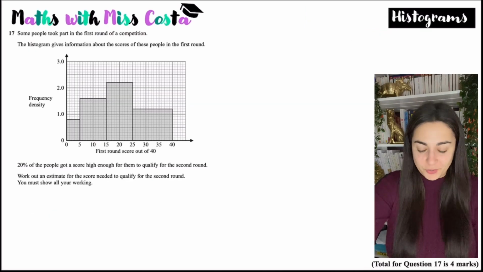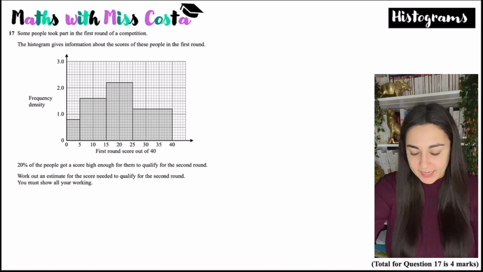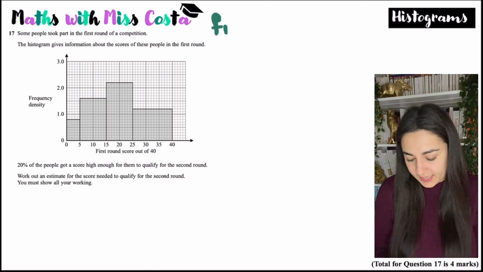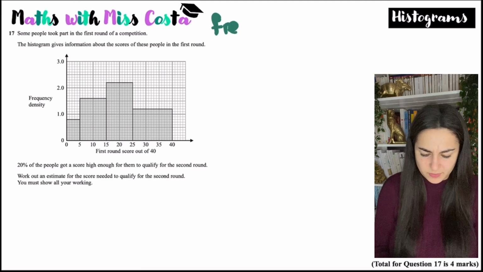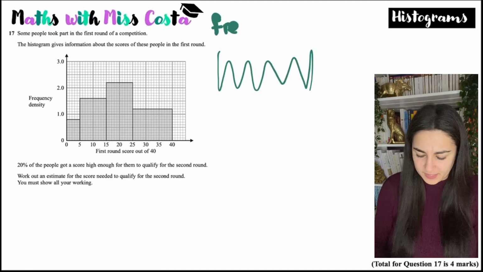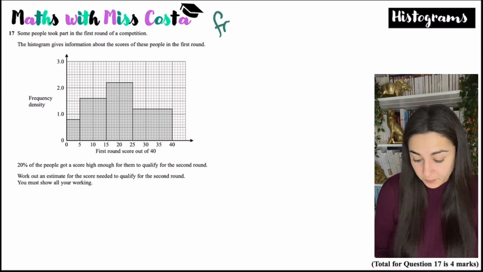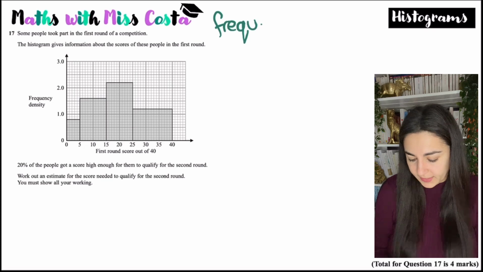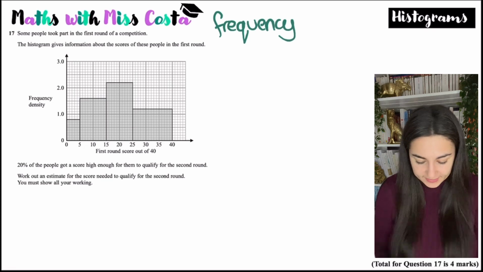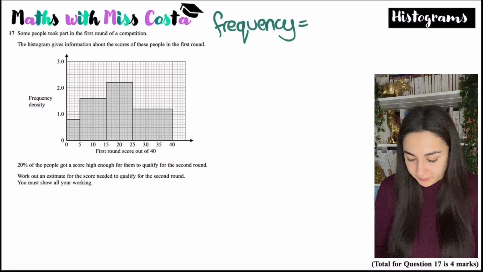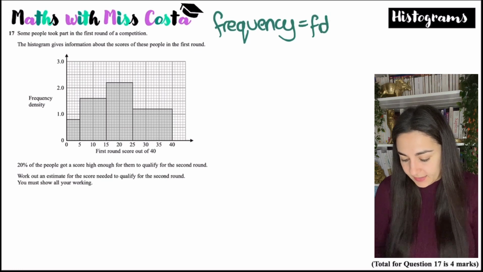Okay, so here I've got a question on histograms. Now, the key thing about histograms is to understand that the frequency, and that just means the amount of people or whatever it is in the question. So in this case, it's people. So some people took part. So frequency, to work that out, you do the frequency density times by the class width.